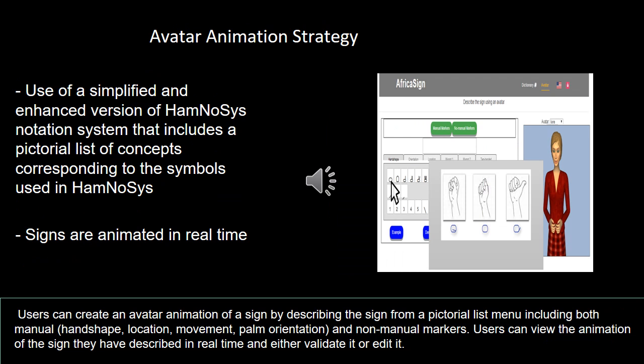This slide explains the functionality of the fourth mode of input, which enables users to create an avatar animation of a sign by describing the sign from a pictorial list menu, including both manual and non-manual markers. Users can view the animation of the sign they have described in real time, and they can either accept it or edit it.